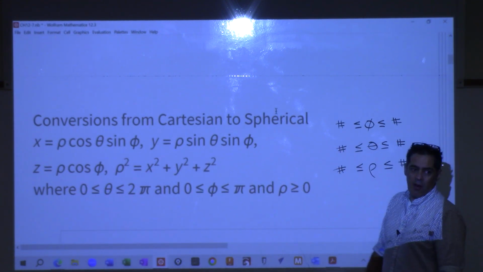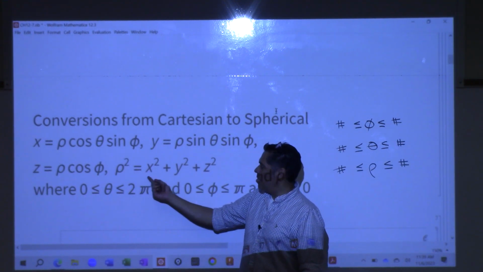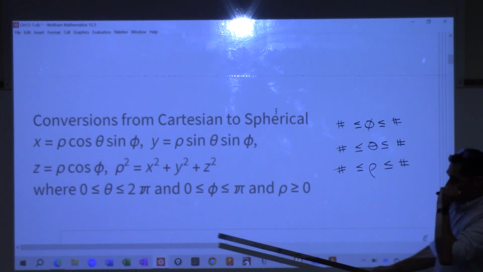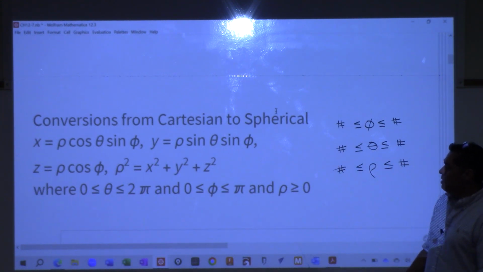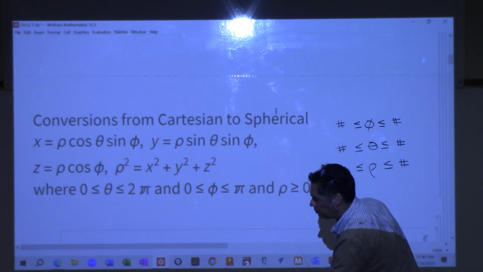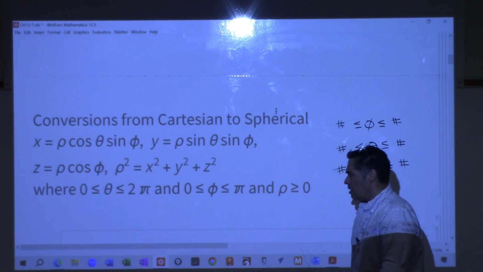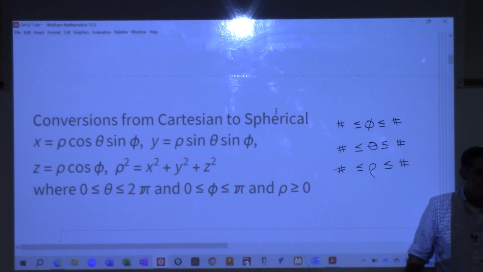You know how we had r squared equal to x squared plus y squared with polar? Rho squared is equal to x squared plus y squared plus z squared. And this is where I say theta can go all the way around, phi is between 0 and pi, and rho just has to be positive or 0. Then these conversions work. We're not going to practice converting from one system to the other, like taking a point and changing it to spherical. We're going to get right into the integrals.